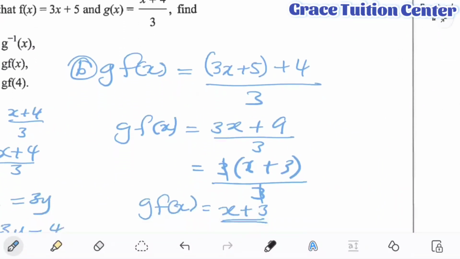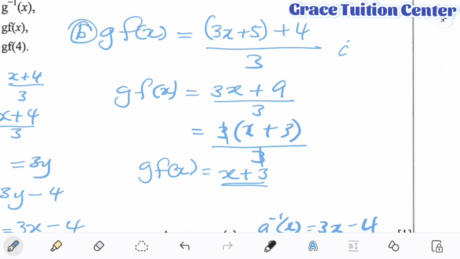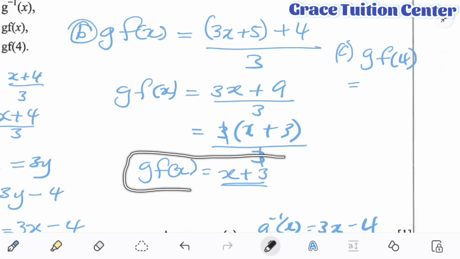GF of 4. So C is asking us to find the GF of 4. To get this, this is our GF function. What this means is that in this function, GF of x, where x is, we put what? 4. So where there's x here, we have x plus 3.